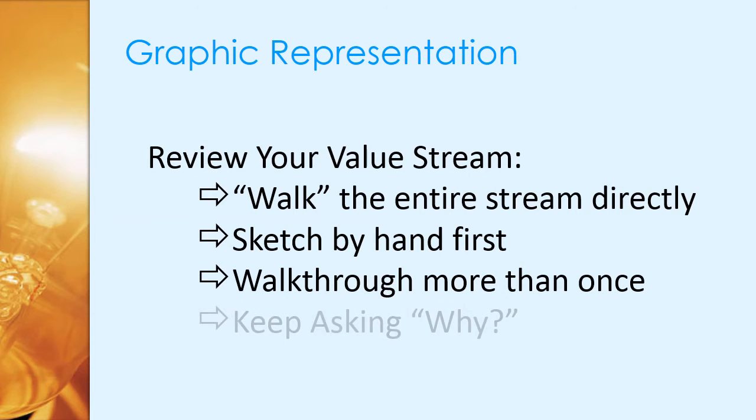Keep asking why to uncover the underlying reasons for each part of the process. In Lean Six Sigma, this technique is called the 5 whys. The idea is to simply ask why something is done, or done in a certain way, and to keep asking why until the ultimate reason is discovered.